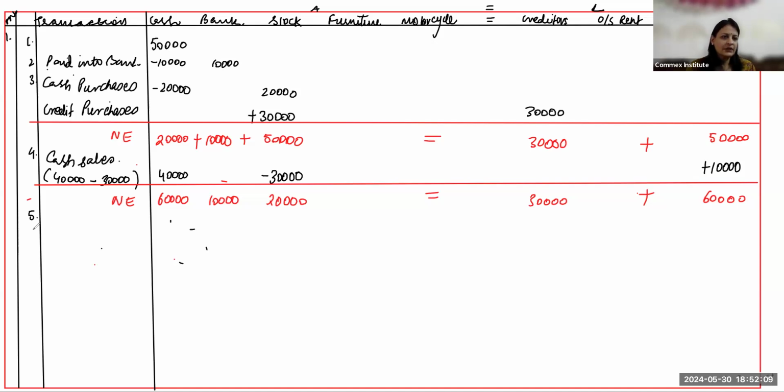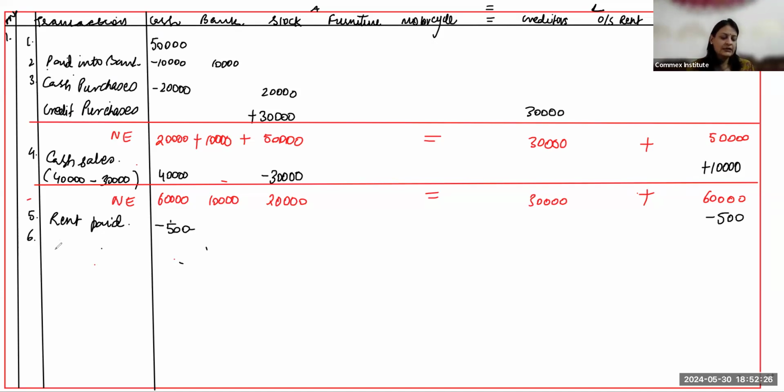So fifth and sixth, we are going to write one after the other. And then after sixth, we are going to make the new equation. So rent paid, my cash will go down by 500. And my capital will go down by 500.